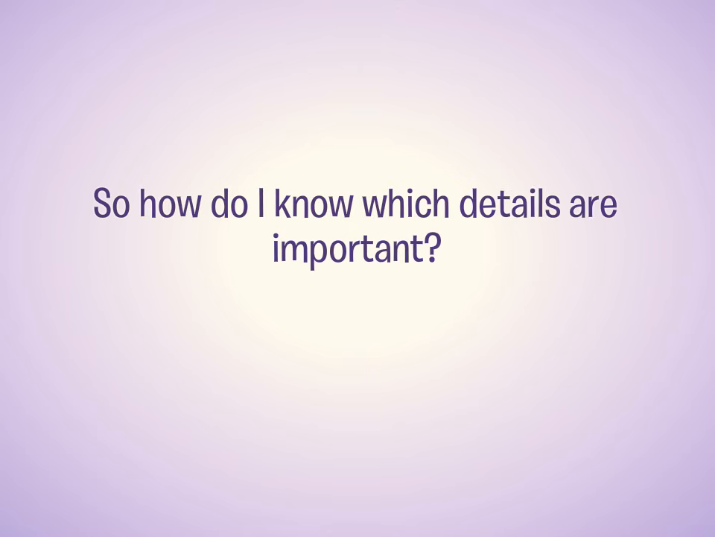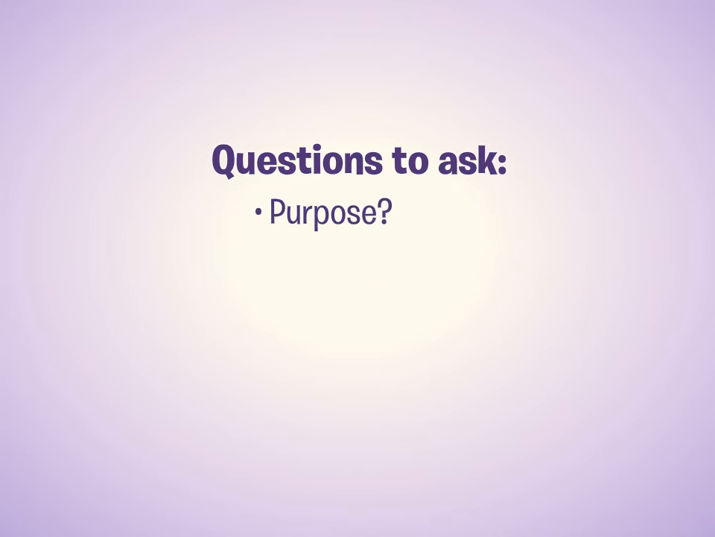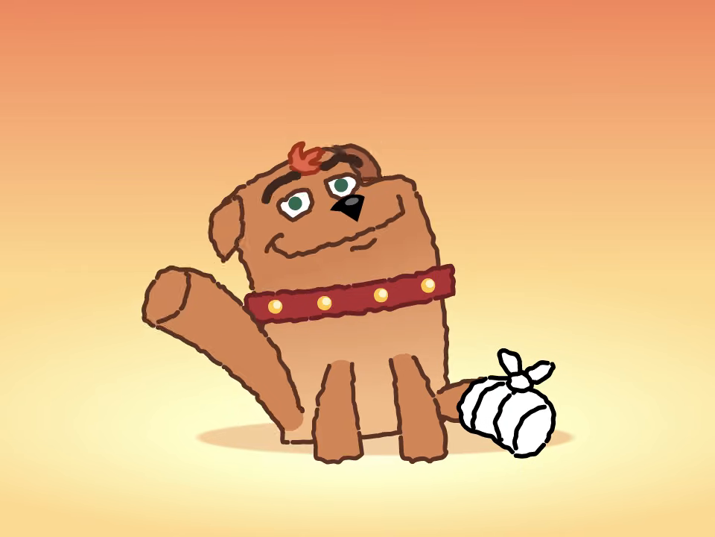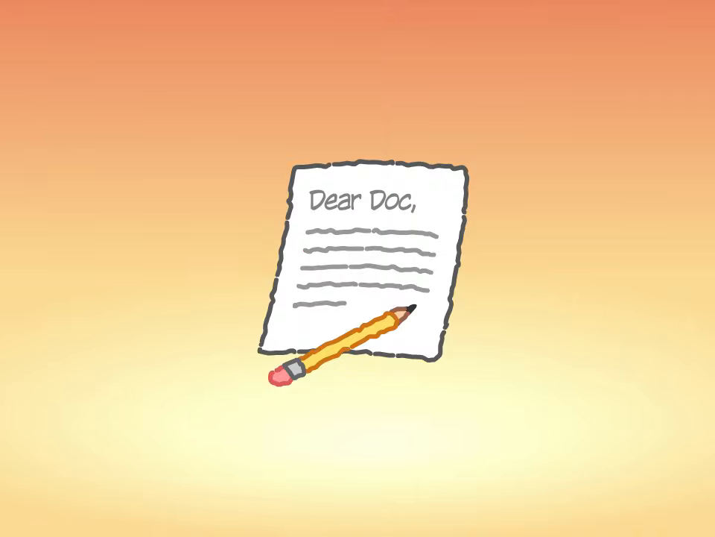That's easy. Just ask yourself 4 questions. 1. What's my purpose? 2. Who is my audience? 3. What do they know already? And 4. What do they need to know? If you're describing your dog, you need to select different kinds of concrete details depending on whether you're writing a lost and found poster or a note to your vet about a health problem.